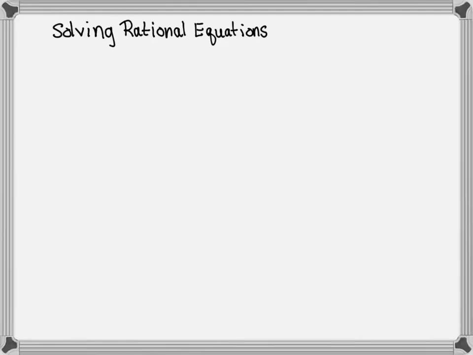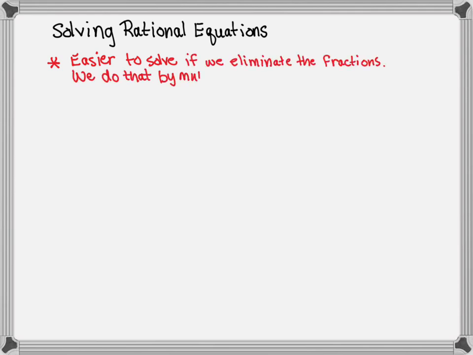Solving rational equations. A strategy that we're going to use is that rational equations are easier to solve if we eliminate the fractions. And we do that by multiplying all the terms in the rational equation by the LCD. Remember, the LCD is the least common denominator. So let's look at an example.